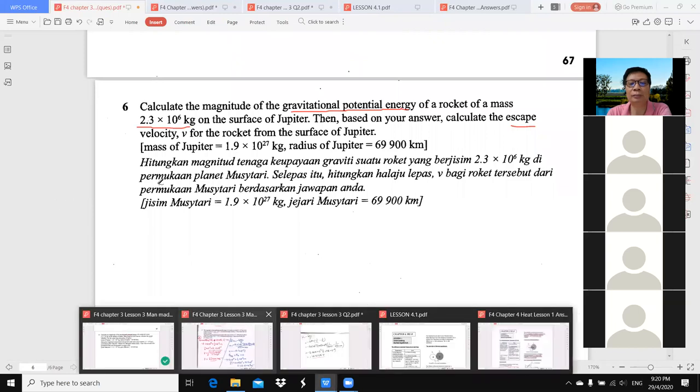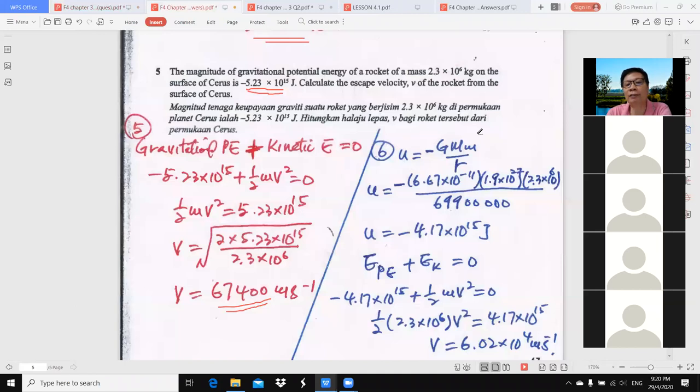Let's look at the answer here. First, use this formula to find gravitational potential energy. It's always negative: kinetic energy going up is positive, gravity pulling down is the opposite direction, so negative. So big G is a constant, this value. This is the mass of the rocket, 2.3, and this is the mass of the planet, 1.9 times 10 to the 27.